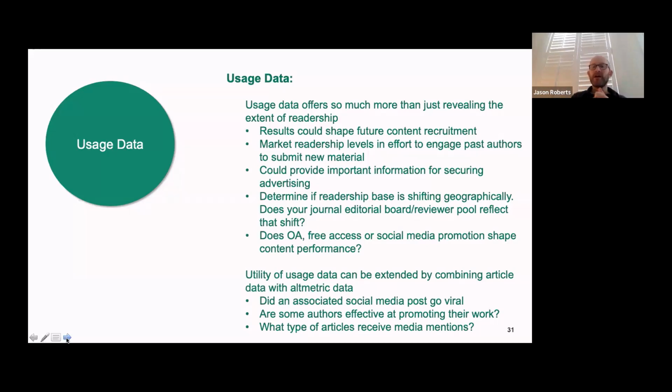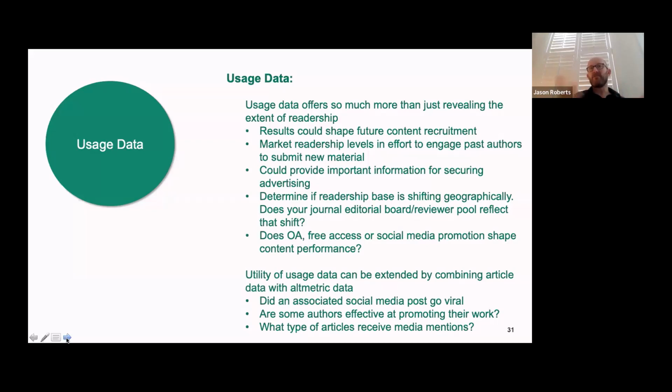You can also determine if your readership is shifting geographically as well. So is your journal, that you think is based in North America, most of your editors are North American, but your readership is predominantly European, then maybe that's something that you need to address. Okay. And then also look at things like how are open access or free access or social media promotion affecting usage data?